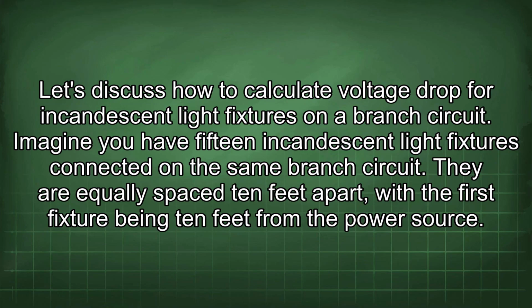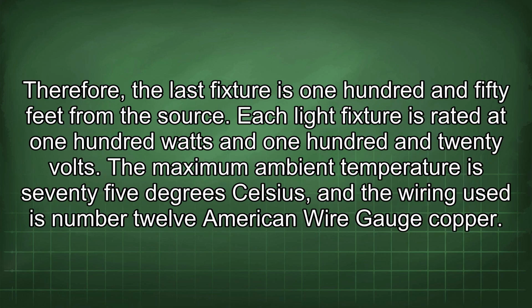Let's discuss how to calculate voltage drop for incandescent light fixtures on a branch circuit. Imagine you have 15 incandescent light fixtures connected on the same branch circuit. They are equally spaced 10 feet apart, with the first fixture being 10 feet from the power source. Therefore, the last fixture is 150 feet from the source.